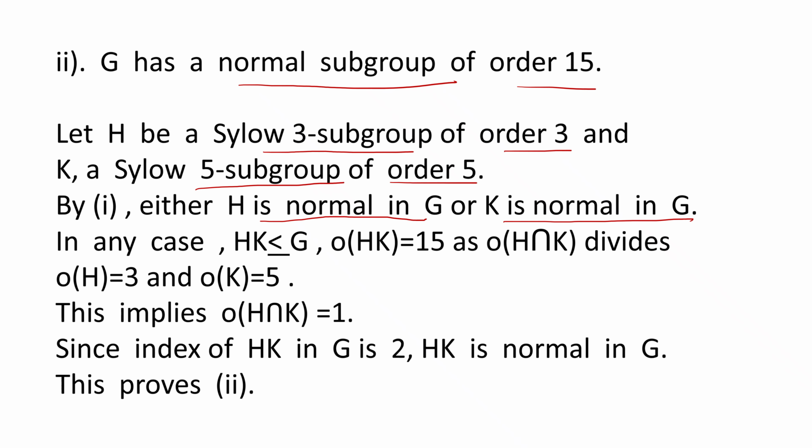In any case, HK is a subgroup of G, and the order of HK is equal to 15, as the order of H intersection K divides the order of H, which is equal to 3, and the order of K, which is equal to 5. This implies that the order of H intersection K is equal to 1. Since the index of HK in G is 2, HK is normal in G. This proves the second result, which says that if the order of the group is 30, then G has a normal subgroup of order 15.